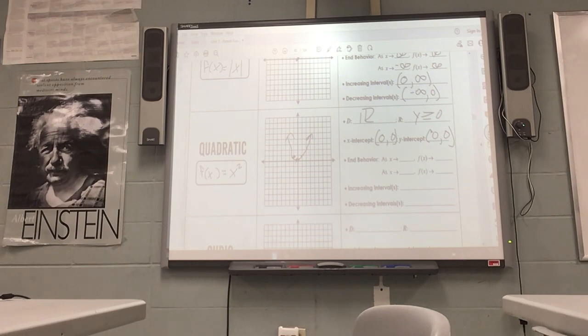Hey, how about the end behavior? It's gonna be the same. It's doing the same thing as the V's, isn't it? So as x approaches positive infinity, y approaches positive infinity. As x approaches negative infinity, y approaches positive. Oh, yes, I did write it wrong, thank you.